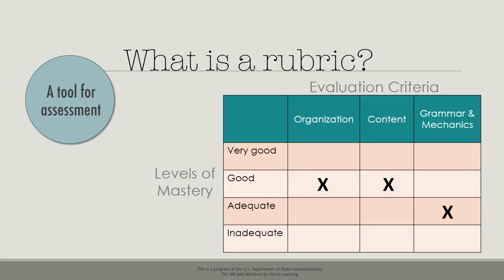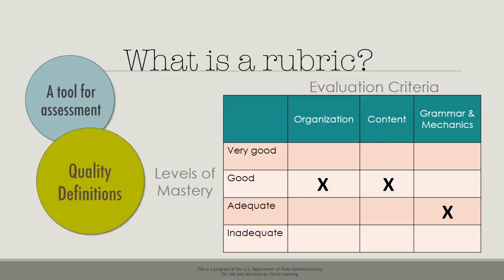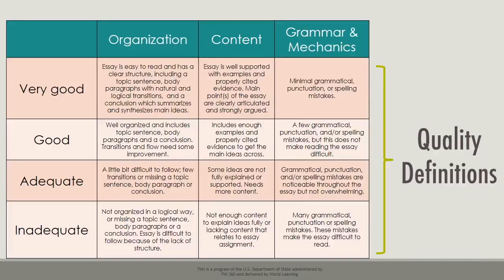How does the teacher decide which level to choose? Quality definitions for each level of each skill are included in the rubric. The teacher chooses the level whose description best describes the student's work in that area. In this case, the teacher decides that the descriptions for the level good fit the student's work in terms of organization and content. For grammar and mechanics, the definition for adequate is the best description of the quality of the student's work.